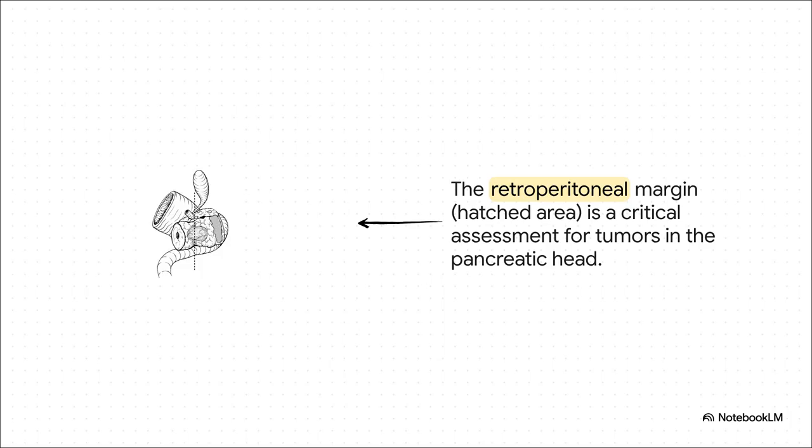Speaking of margins, for tumors in the head of the pancreas, this one right here, the retroperitoneal or uncinate margin, is the one to worry about. It's a notorious spot for positive margins because of how it's dissected. So you have to be extra careful with your inking and take plenty of sections to evaluate it properly.